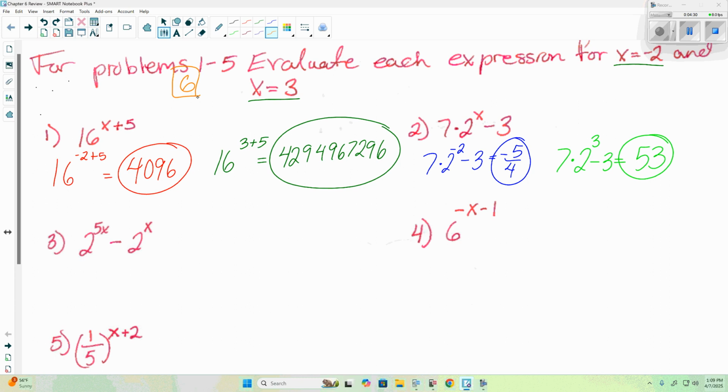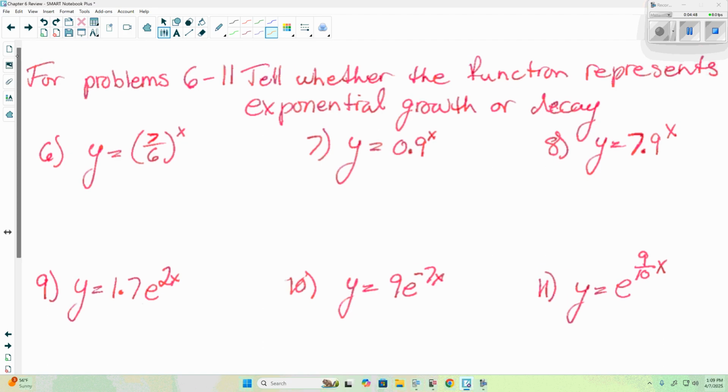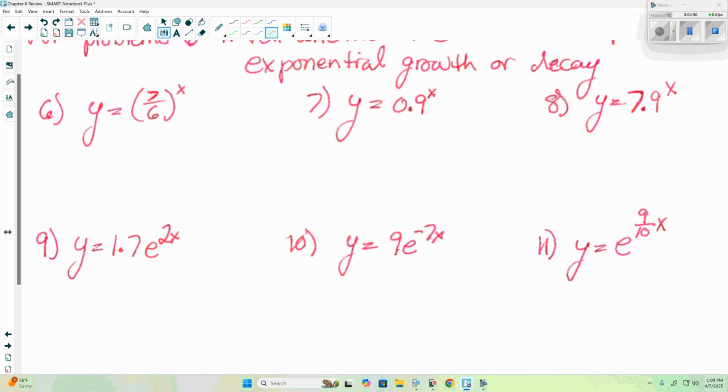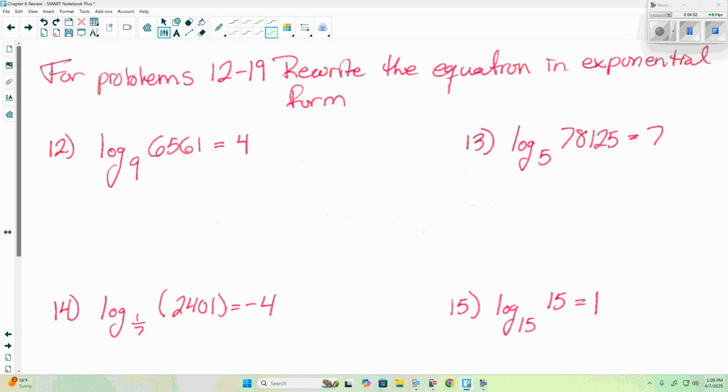There's going to be 6 of these problems on the test, all in part 1: 6 of these evaluating the exponential equation. Questions on this, guys? Problems 6 through 11 aren't on the test.